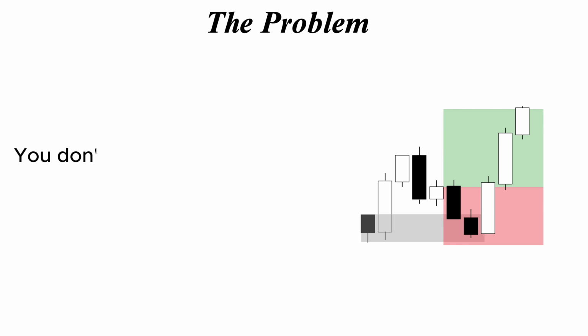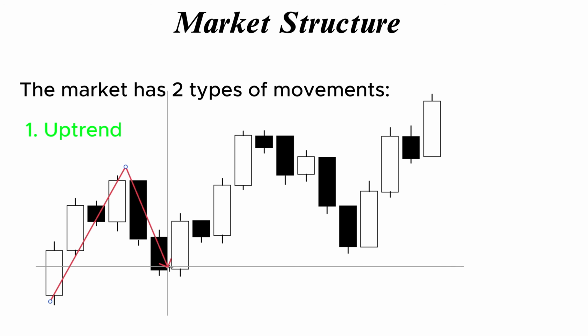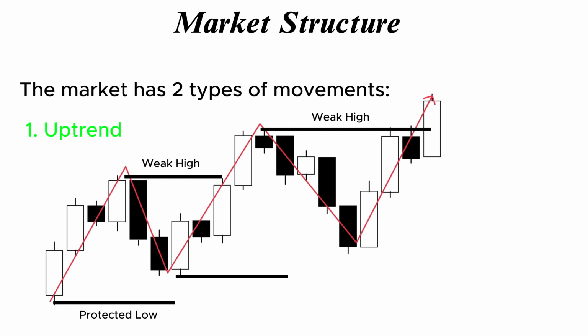The main problem lies in not properly understanding how market structure works. In the most basic way of explaining, the markets have two types of trends. An uptrend, where the market usually forms higher highs and higher lows repeatedly. Each past high is a weak high in uptrends because we expect the highs to break, and each low in uptrends is a protected strong low.